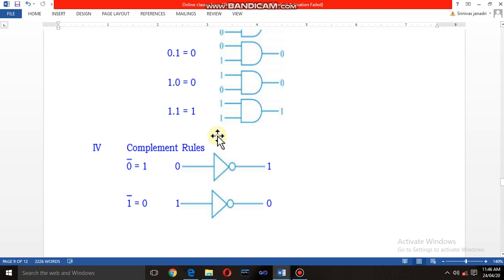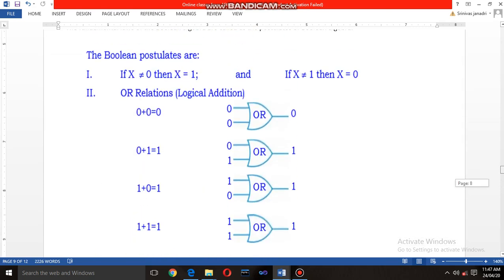Now next one is the complement rules. The complement rule, or the NOT gate, consists of only one variable. It contains only one input and one output, we know that. With one input, the possible inputs are 2 to the power of 1, two possible inputs, either 0 or 1. When you complement it, in the sense when you apply the NOT gate, it will give you the other number: 0 into 1, 1 into 0. That is the complement rule. This is the fourth basic postulate of Boolean algebra.